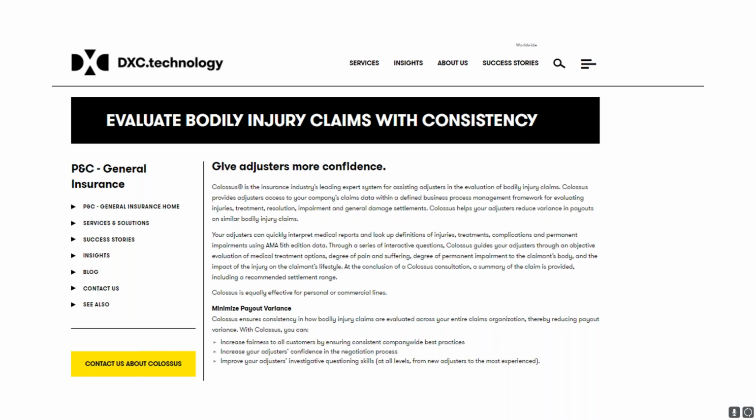Colossus helps your adjusters reduce variance and payouts on similar bodily injury claims. Your adjusters can quickly interpret medical reports and look up definitions of injuries, treatments, complications, and permanent impairments using the 5th edition data. Through a series of interactive questions, Colossus guides your adjusters through an objective evaluation of medical treatment, degree of pain and suffering, degree of permanent impairment, and impact of the injury on the claimant's lifestyle. Those are called duties under duress and loss of enjoyment of life factors. At the conclusion of the Colossus consultation, a summary of the claim is provided, including a recommended settlement range.